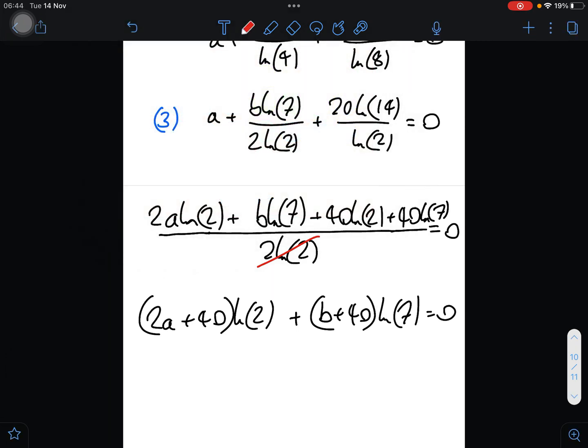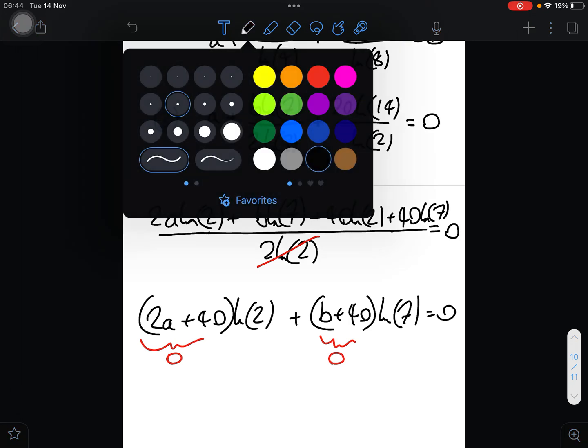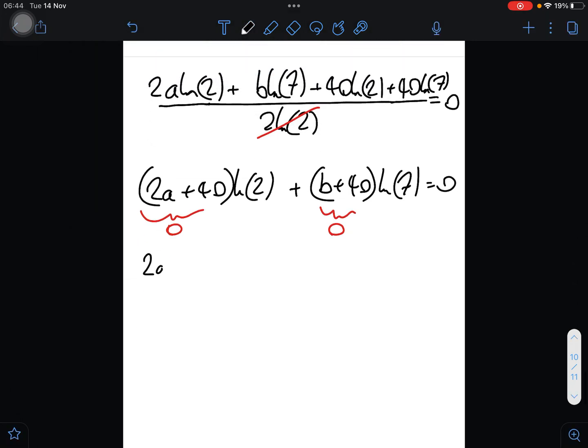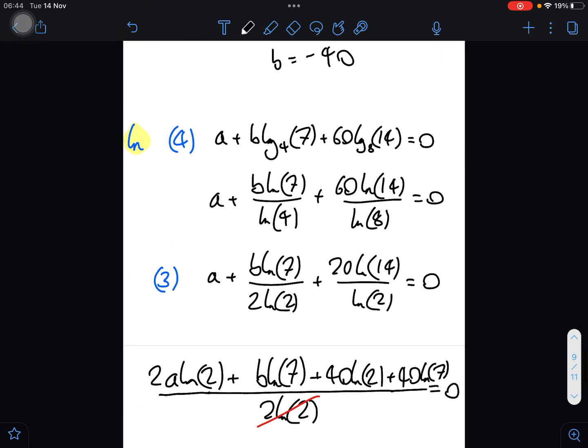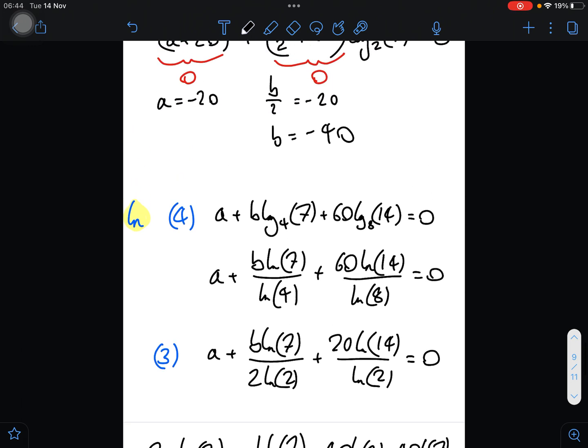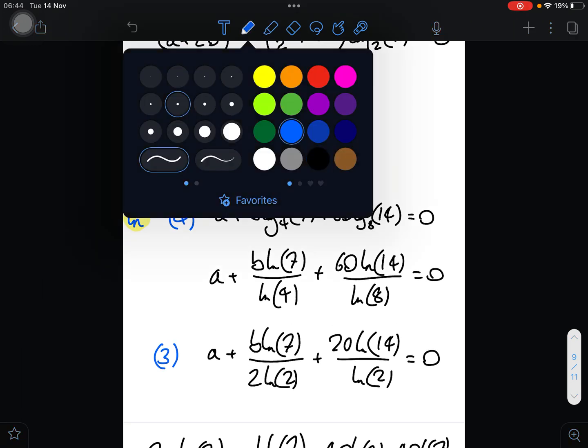Well, same process. We need this equal to 0. We need that equal to 0. So we'd get 2a plus 40 equals 0, so therefore a is minus 20. And b plus 40 equals 0, so therefore b is minus 40. So that's just showing you quickly how you can do another way for this. So let's call this alternative method.